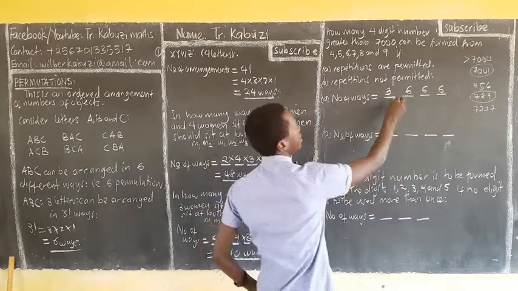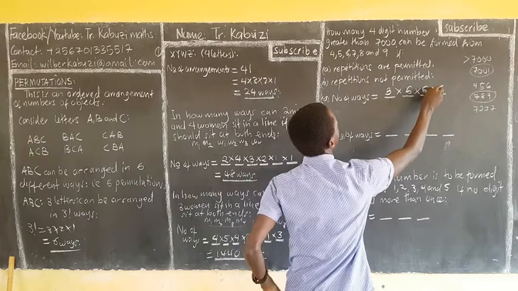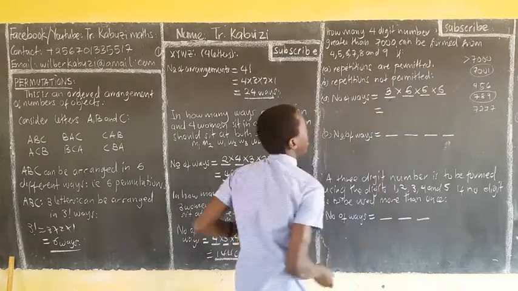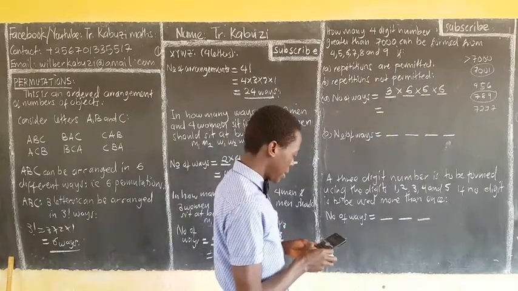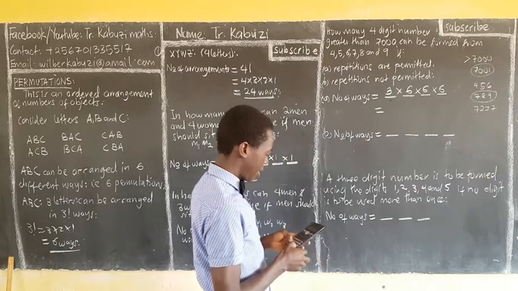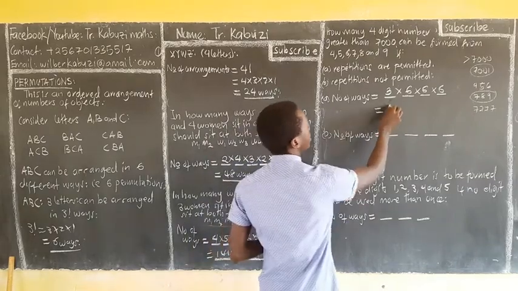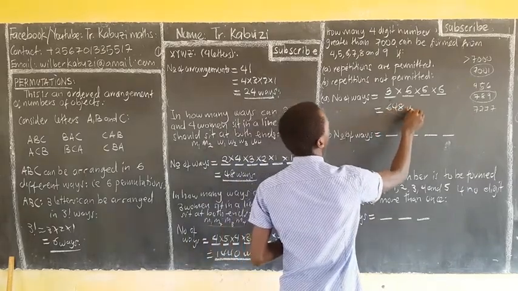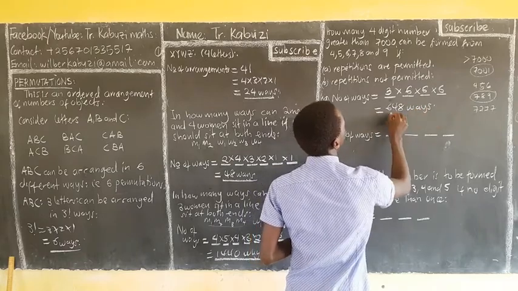The number of ways then we multiply like that. And the answer we are having there is 3 times 6 times 6 times 6, giving us 648 ways.